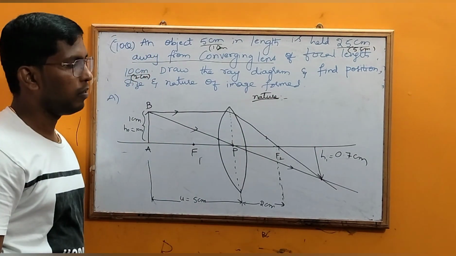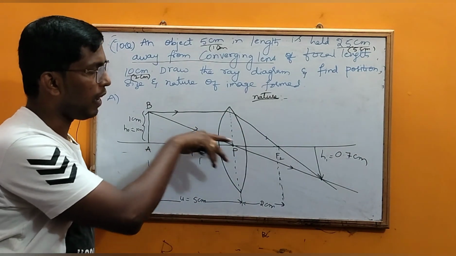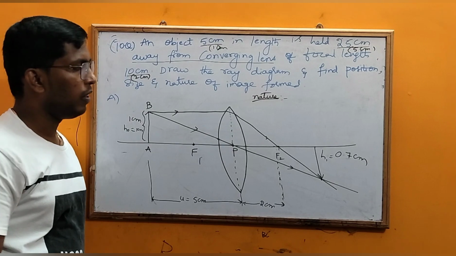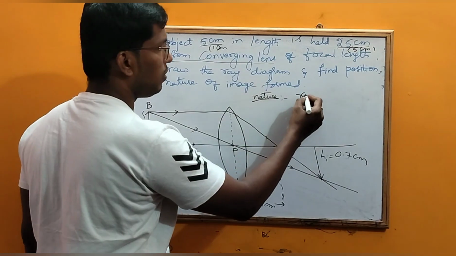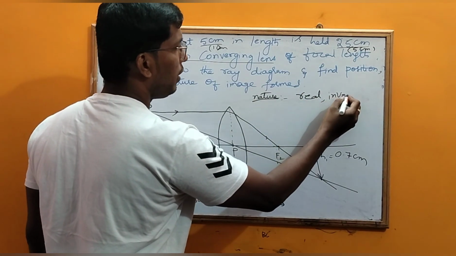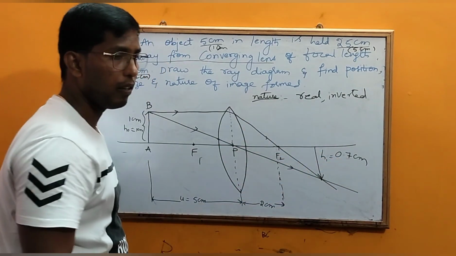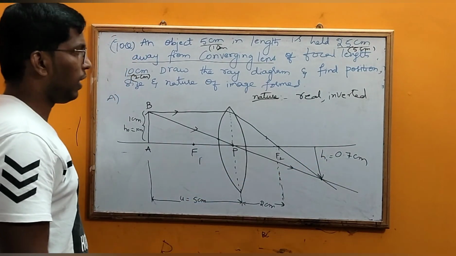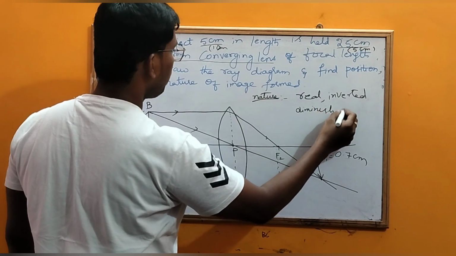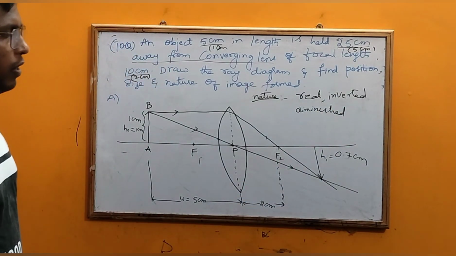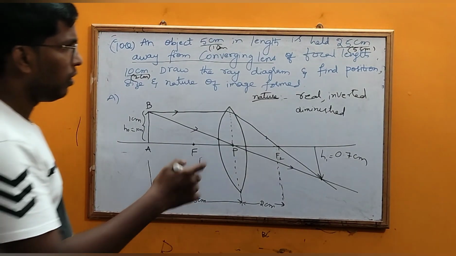Where is the position? The position will be on the right side, in the direction of the incident rays, in the direction of the light rays. That is the position of the image. And which image is it? It is a real image. It is inverted. Okay, and tell me the height: here it is 1 centimeter, and the image is 0.7 centimeter. So what will be the size? The size will be diminished. Real, inverted, diminished.